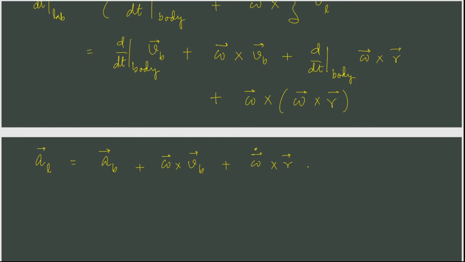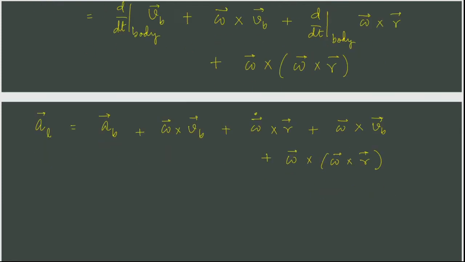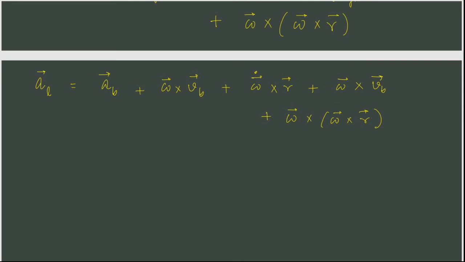Plus r dot. r dot is V body by definition, because the d/dt is in the body frame, and plus we have omega cross r. So this is body frame plus 2 times, okay, so we got it.